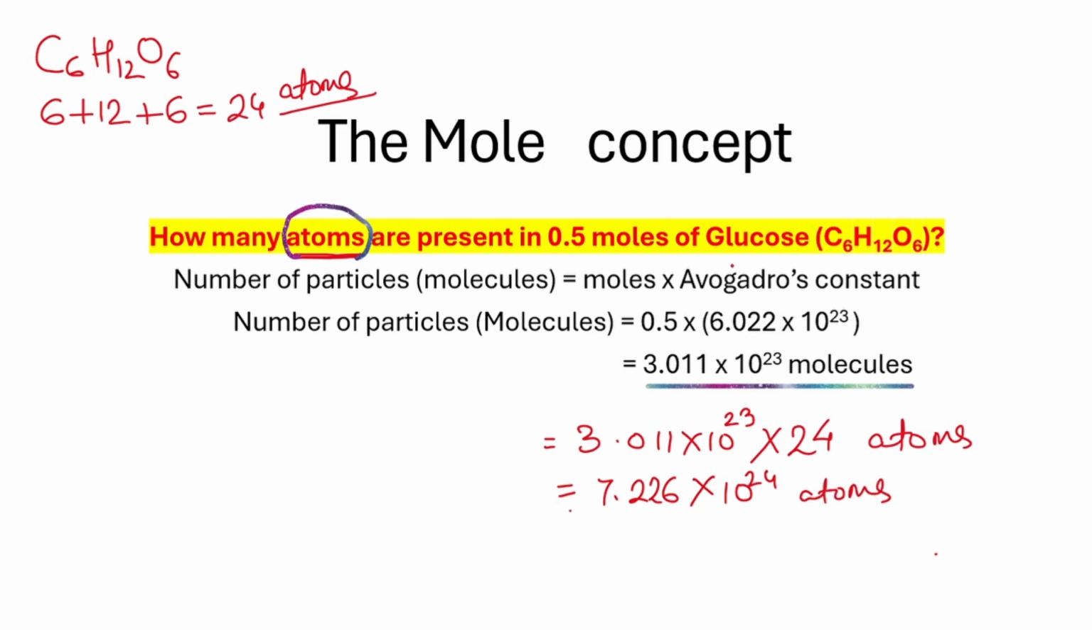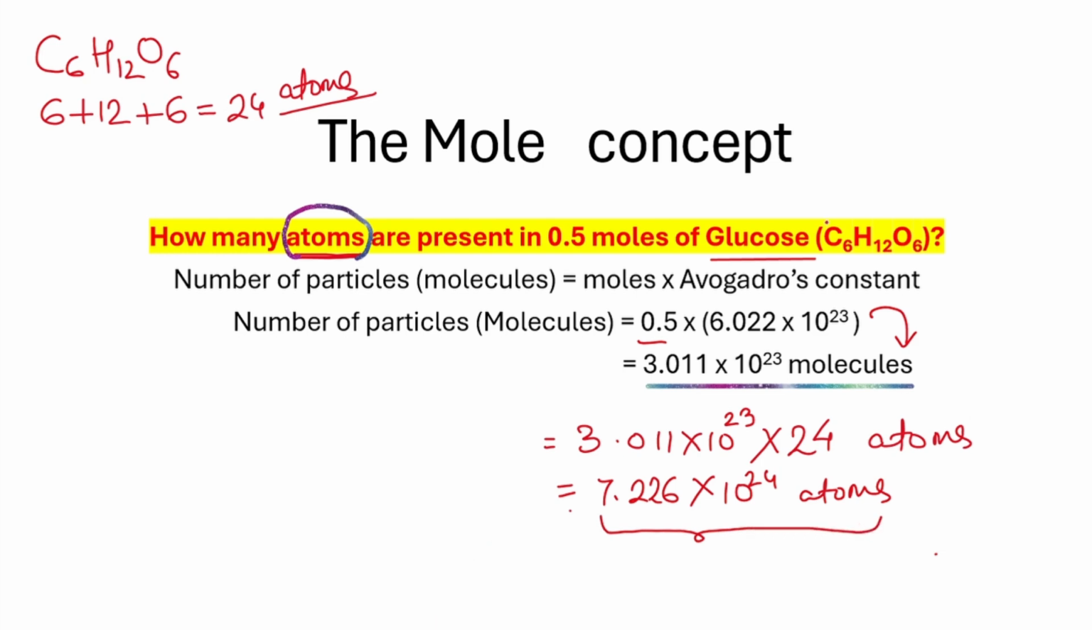So we can clearly see that if the substance is in covalent bonding, if we take the number of moles and multiply by the Avogadro's constant, we do not directly get the atoms. We get the molecules, and then those molecules need to be multiplied by the total number of atoms present in the molecule to give us the required number of atoms.